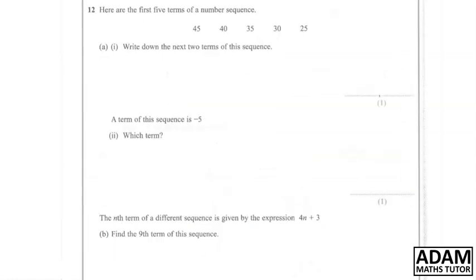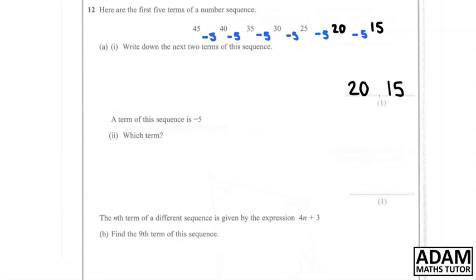Question 12. Here are the first 5 terms of a number sequence. Write down the next 2 terms of this sequence. So we can see that to get from one term to the next, I'm taking away 5 each time. So 25 take away 5 would be 20, and then 20 take away 5 would be 15. So the next 2 terms are 20 and 15.